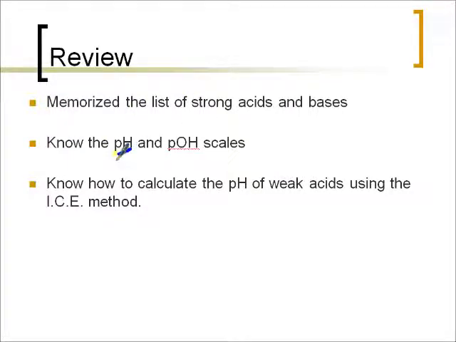Make sure you know the pH and the pOH scales. So remember, the pH scale goes from 0 through 14, with 7 being neutral, and pOH is the opposite. Know how to calculate the pH of a weak acid using the ICE method. So you should be familiar with how to ICE something to find the pH of a weak acid.